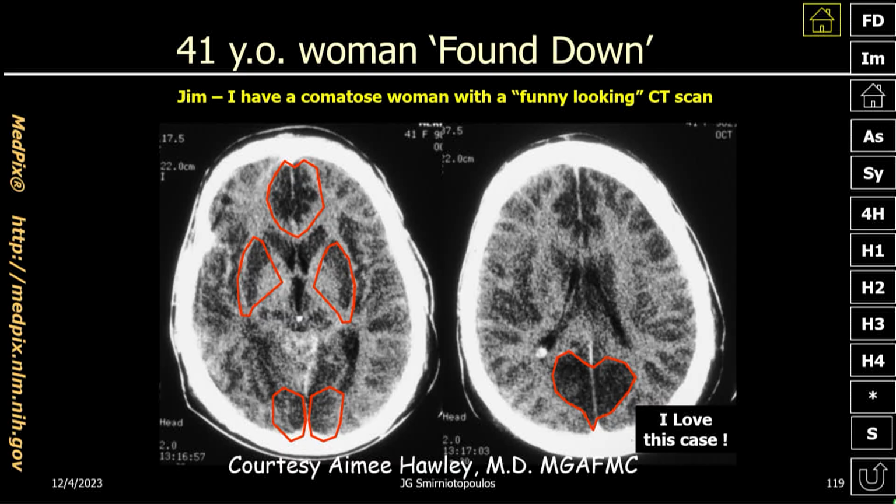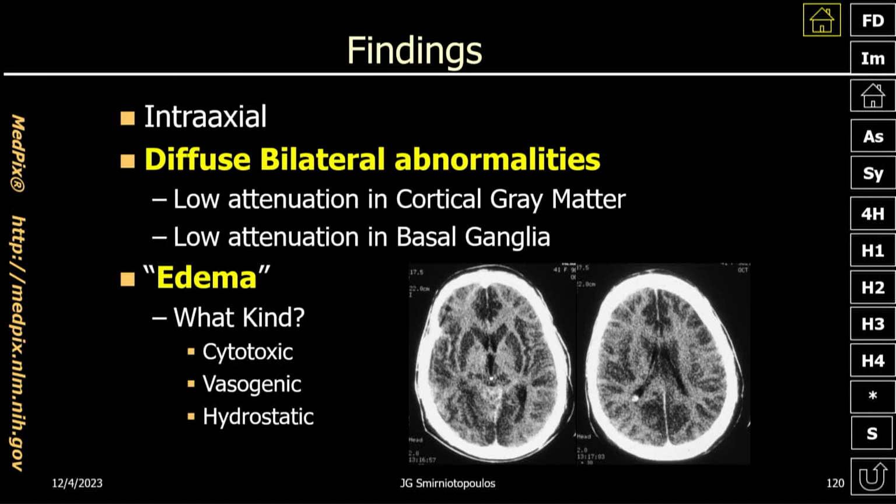And by the way, I really love this case because you have that heart-shaped symmetric thing in the occipital lobes. So she has diffuse bilateral abnormalities, low attenuation, in the cortical gray matter, also in the basal ganglia. We know that gray matter edema is cytotoxic edema.